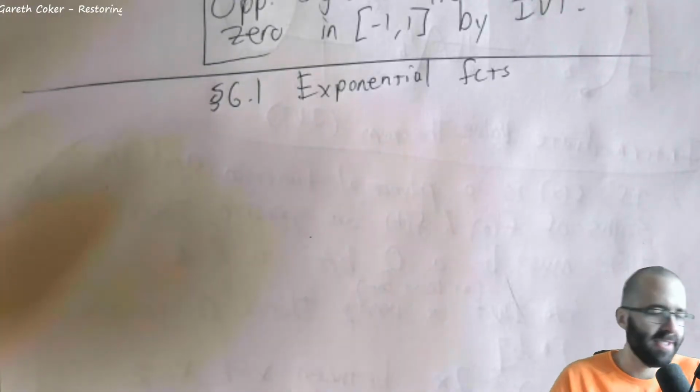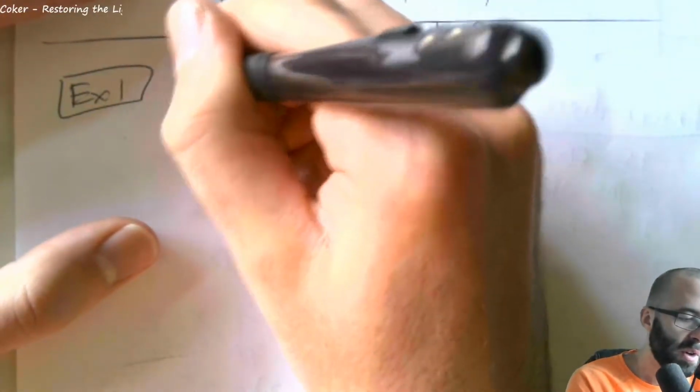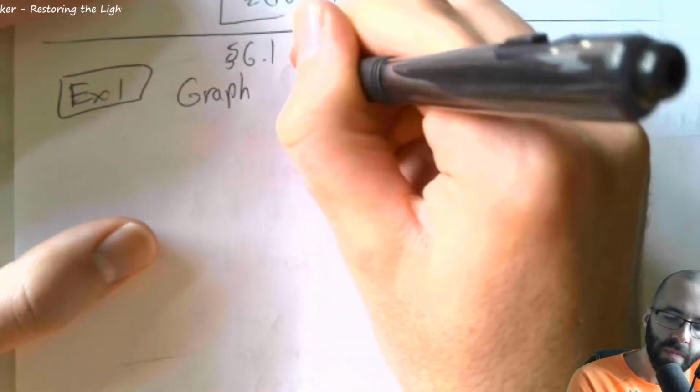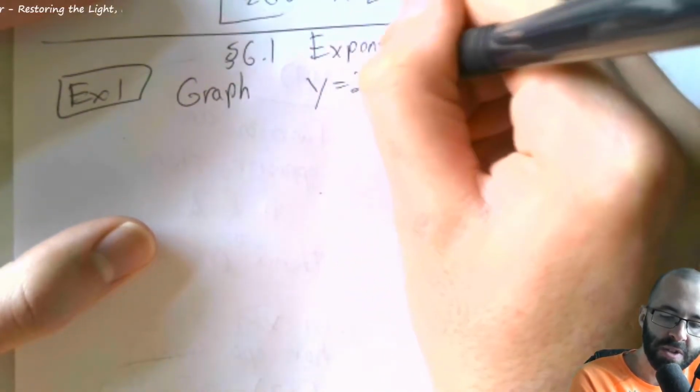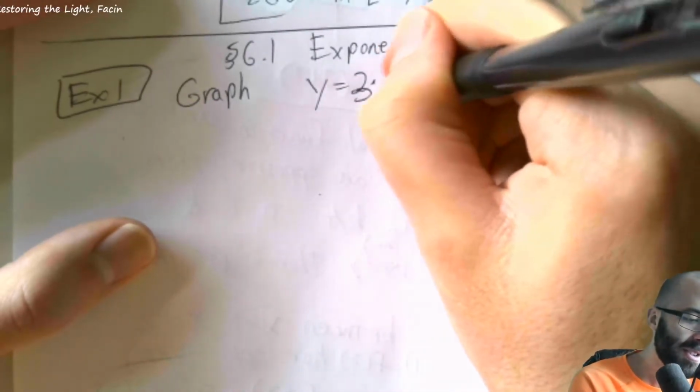Okay. Sorry. Excuse me. We're going to start with example 1 for this video. We're going to graph a function. Y is equal to 3 times 2 to the x.